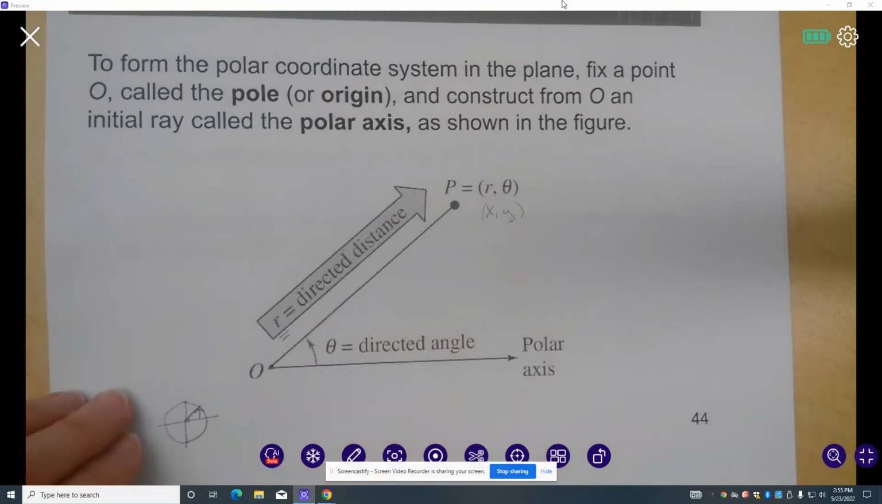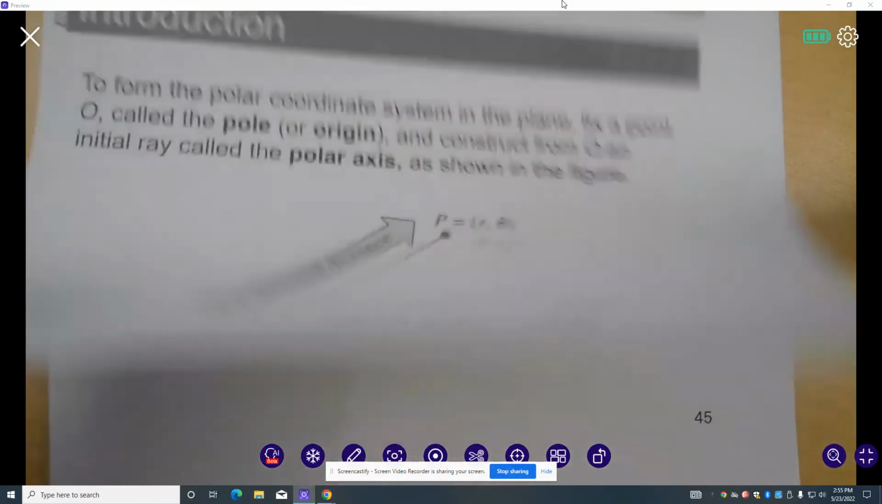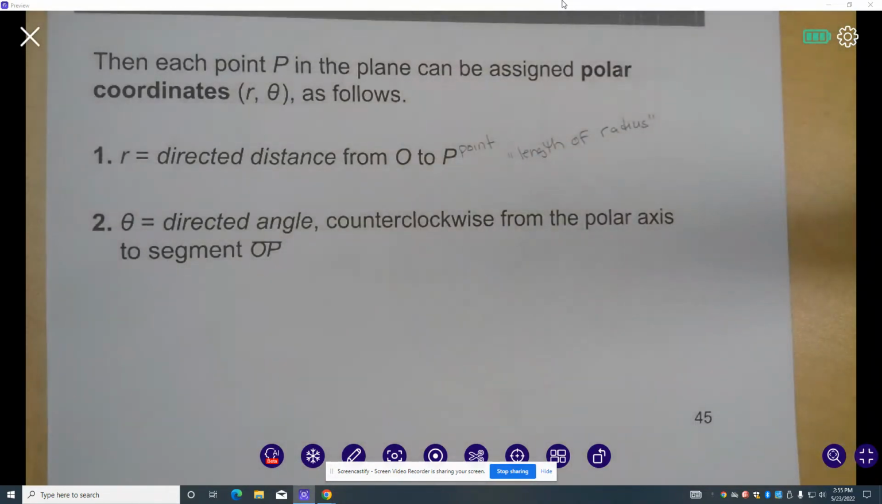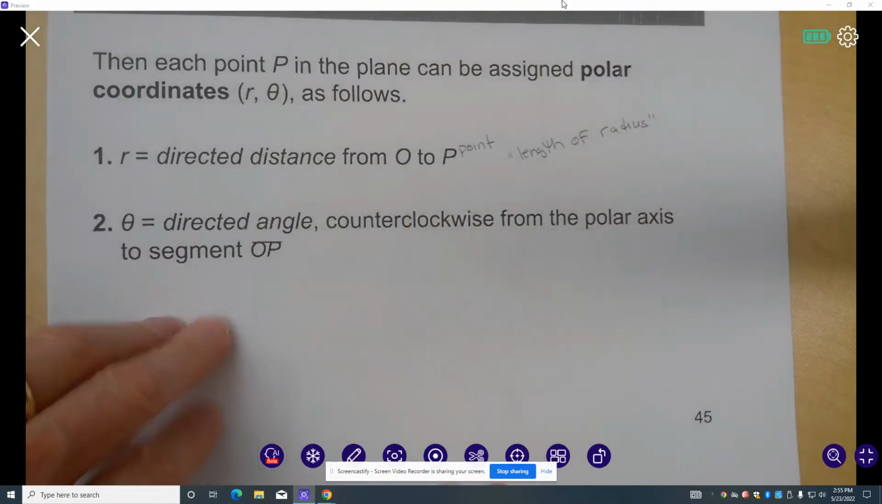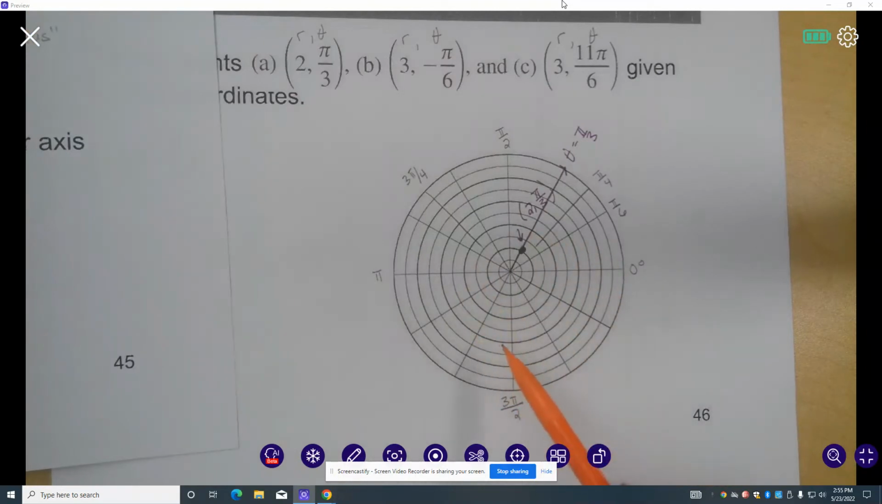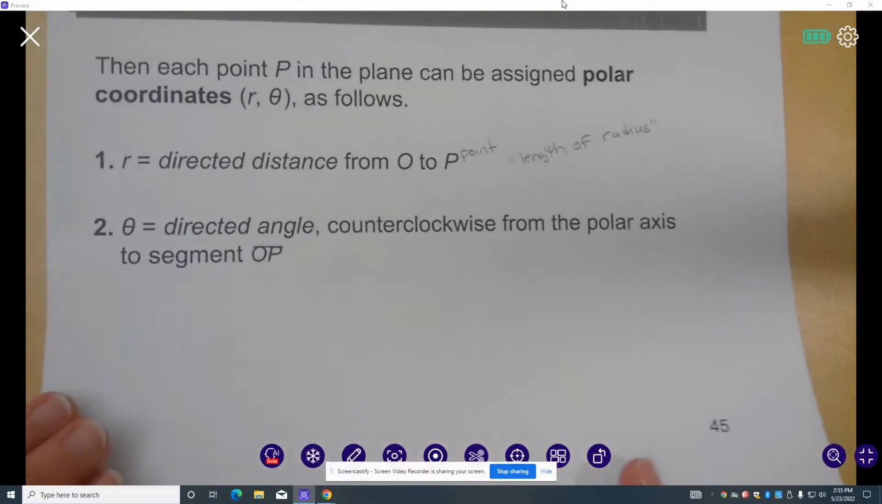So polar coordinate grids also look different. Let me show you quick. This is what a polar coordinate grid looks like. This is why you have those grids on your student note packet. So just wanted to point out that they're not our regular X and Y.